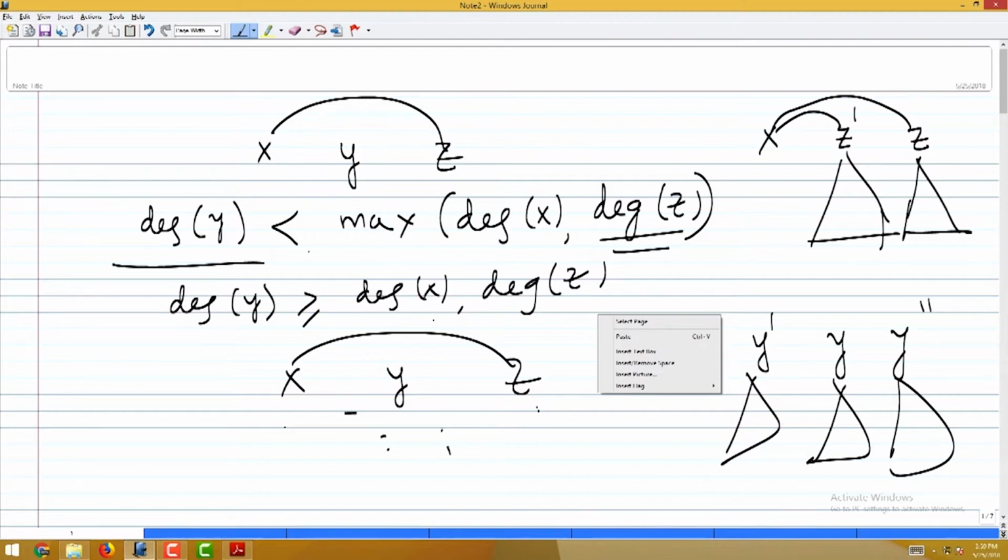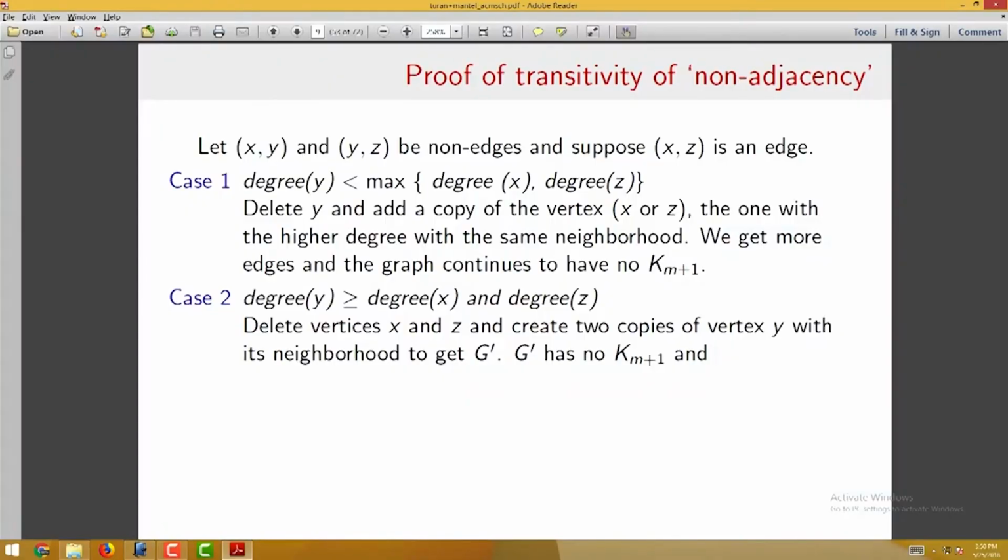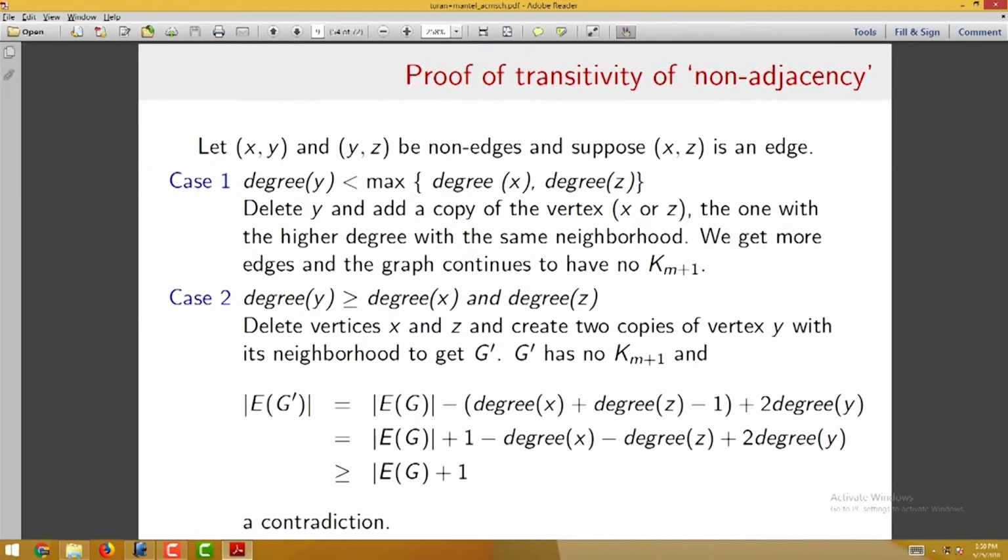Okay. So, there is a little calculation you can do to show that the number of edges now is the degree of x plus the degree of z minus the one edge which is gone, but it is replaced by the degree of y. You can show that the number of edges now is more.